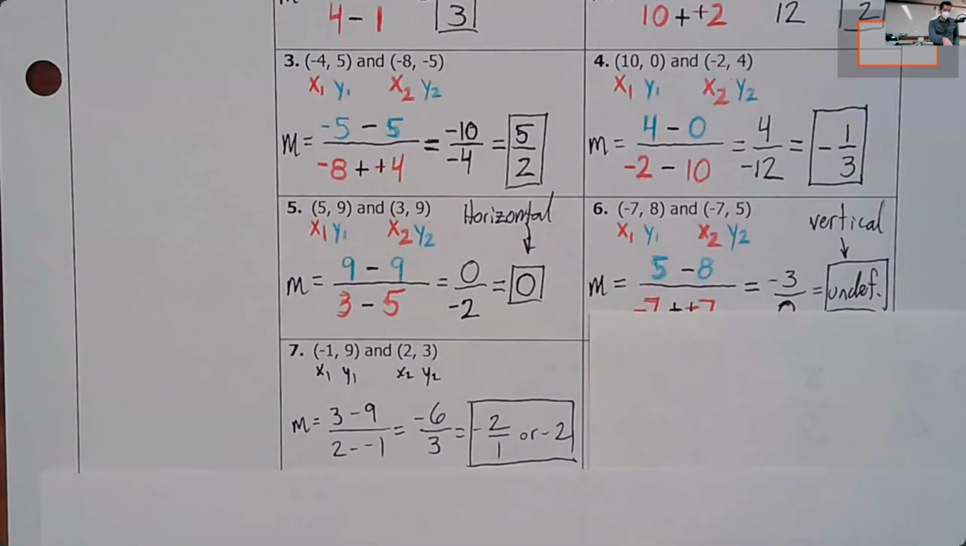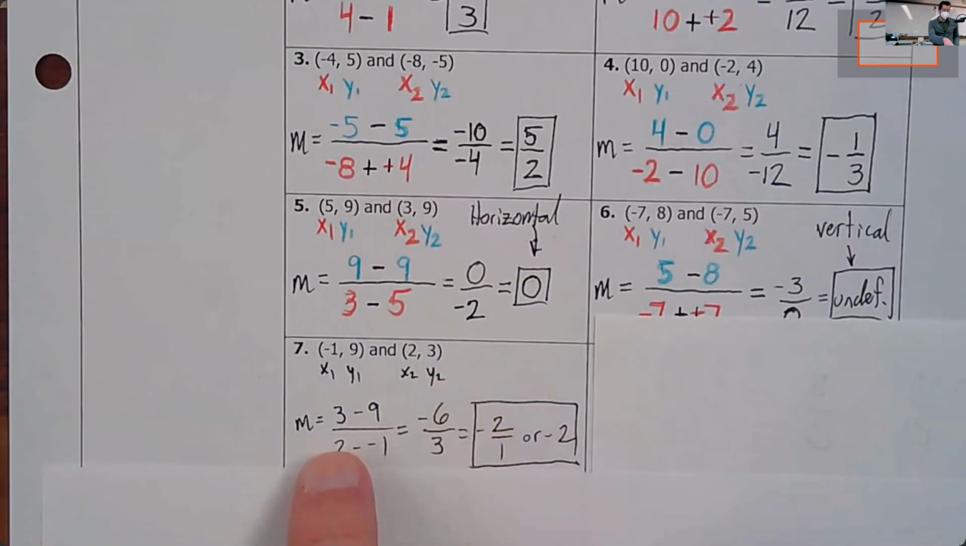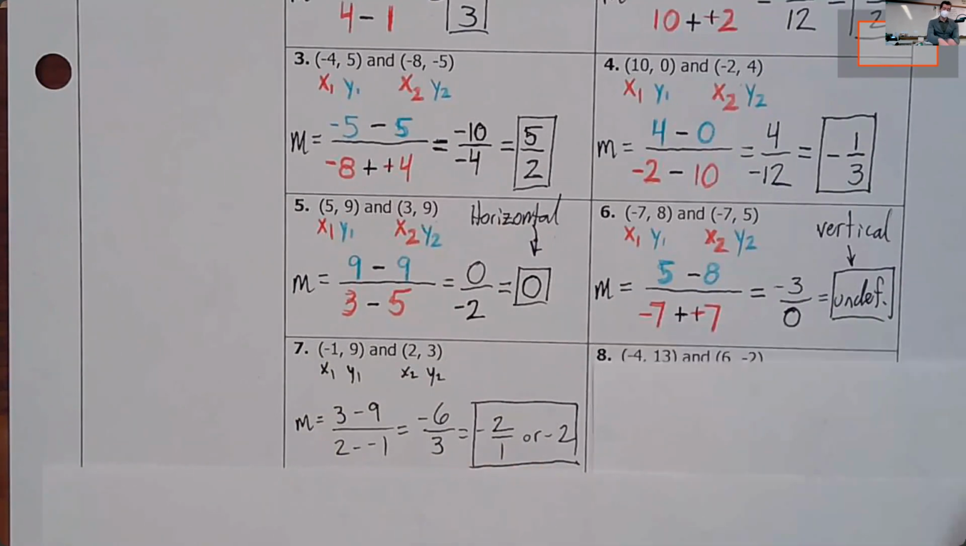So we got y2, 3 minus y1, 9. 3 minus 9 is -6 on the denominator. x2, 2 minus x1, which is -1. 2 minus -1 is the same as 2 plus 1, which is 3. -6 over 3 equals -2 over 1, or just -2, either way. Nice work. So that's it for number 7. If you don't have that, please make sure you get that written down.